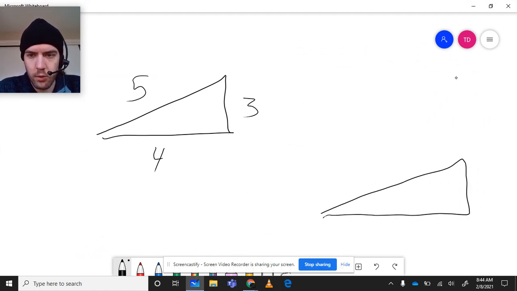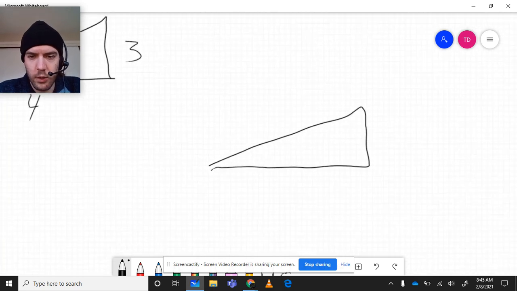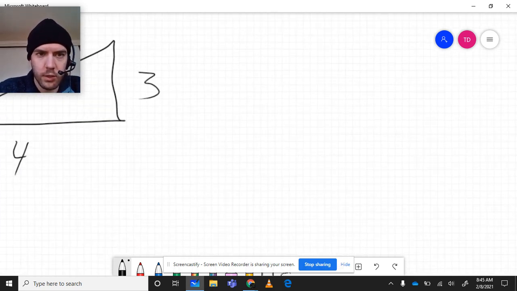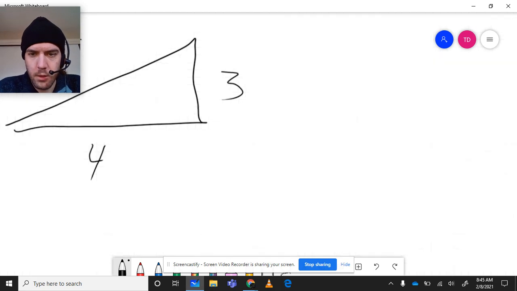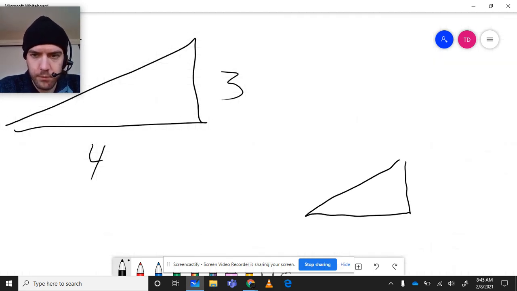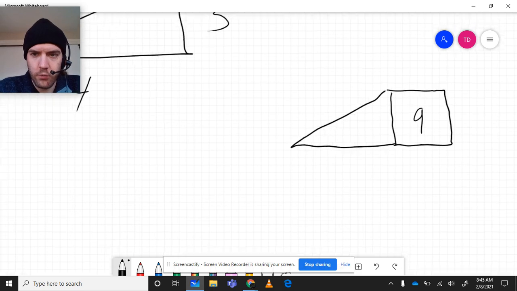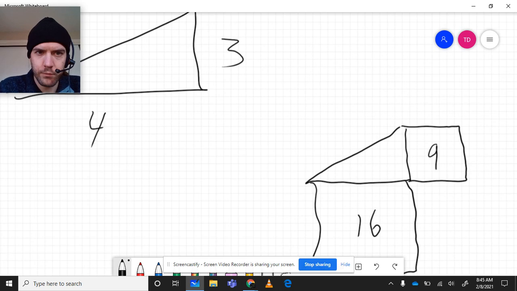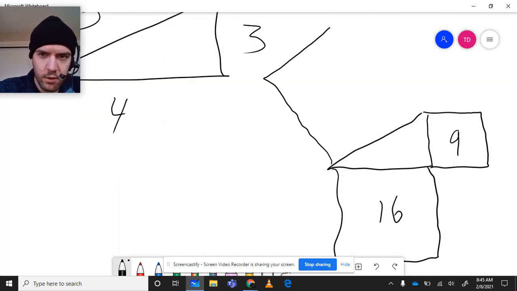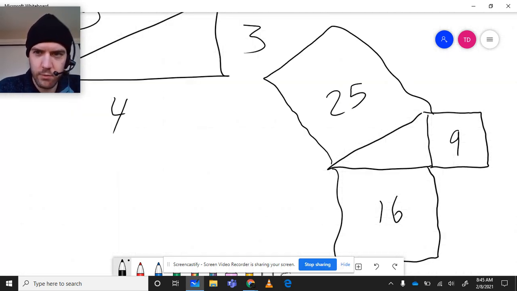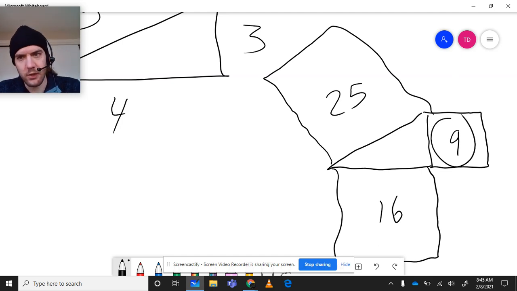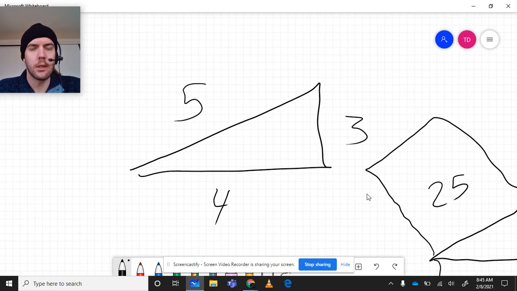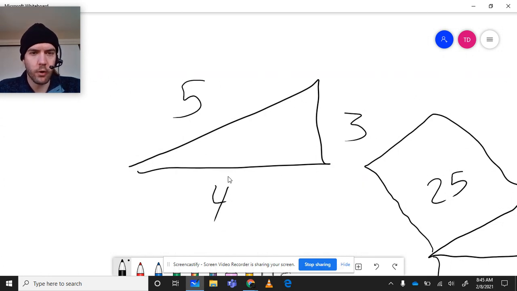3, let me draw that a little differently, make it a little smaller. 3 squared would be 9. So the area there would be 9 when I do 3 times 3. 4 squared is going to be 16. And 5 squared is going to be 25. 9 and 16 add up to make 25. So this is a particular right triangle where the numbers are whole numbers.